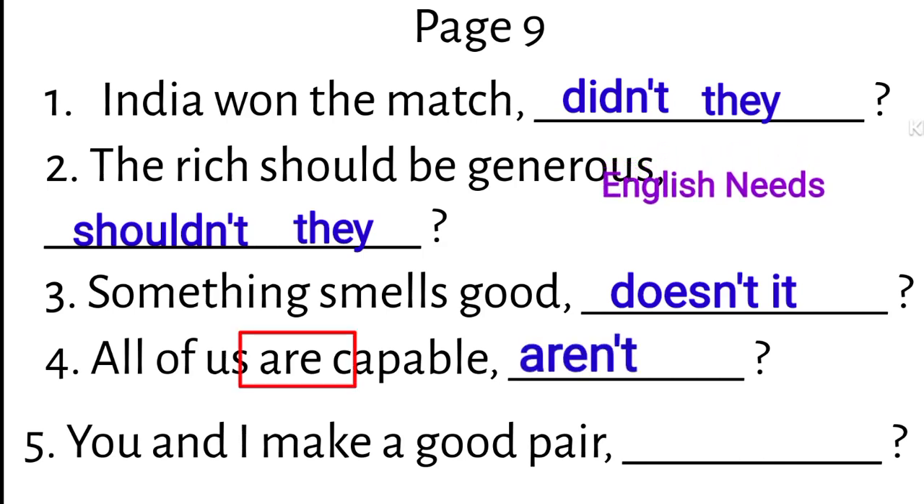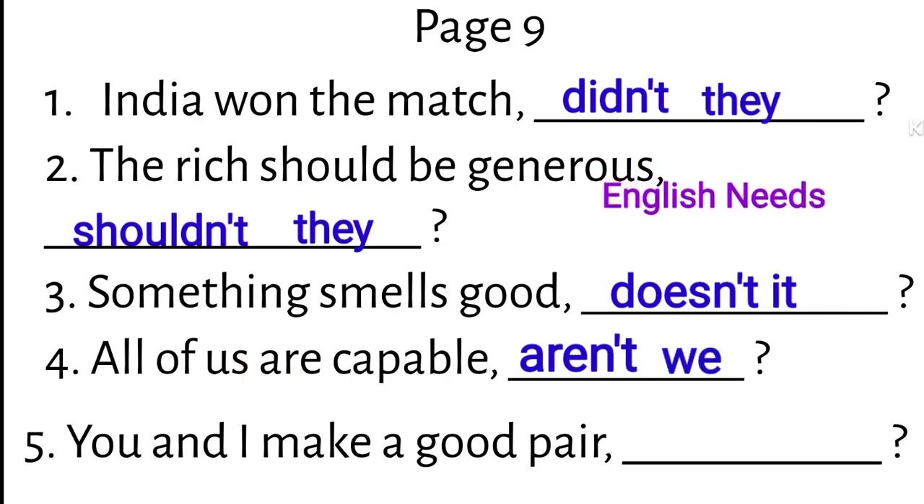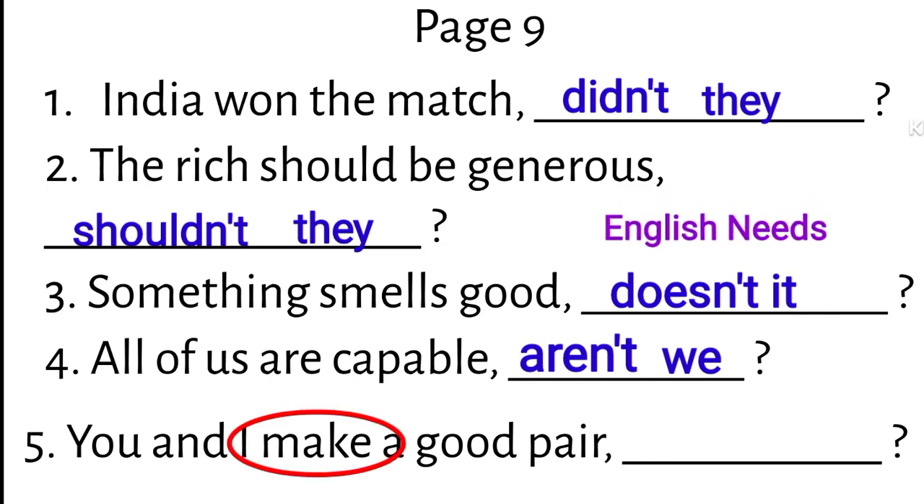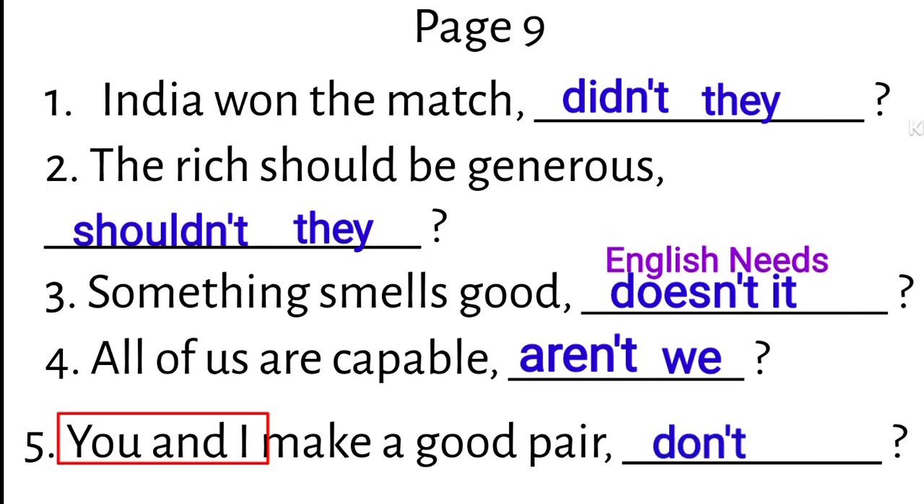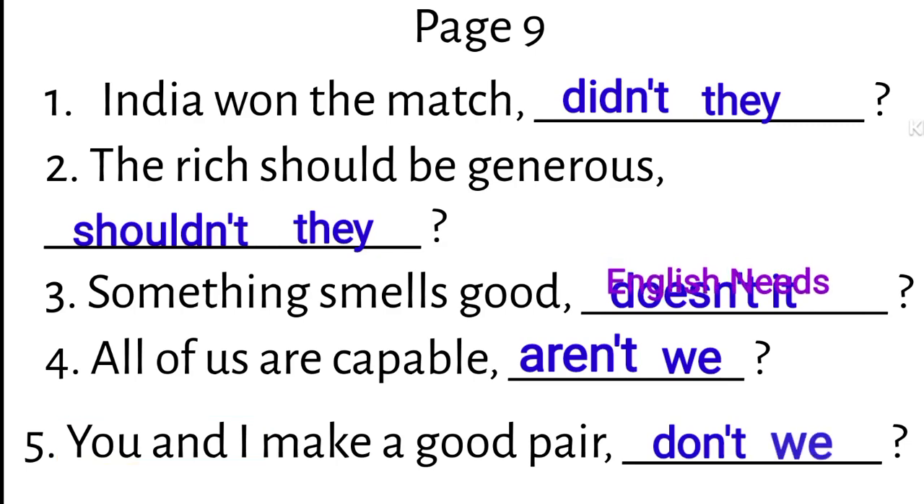All of us will change it into we. It is read as ain't we. Next, choice for the verb make is do and its negative should be used. Therefore, it is don't. You and I make two people. Therefore, it is plural. Use we. Pause the video here and study all the sentences.